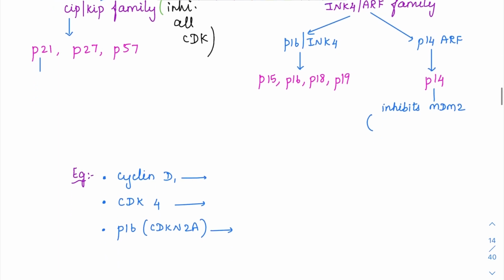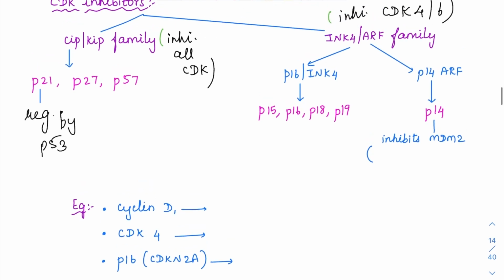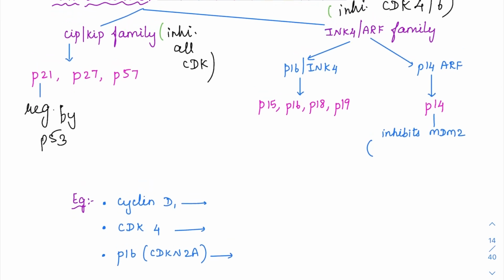So under the CIP/KIP family, we have three proteins, which are P21, P27 and P57. This P21 is in turn regulated by P53 only. And then the INK4 family we again divide into the P16 INK4 family and the P14 ARF family. Under the P16 INK4 family, you have P15, 16, 18 and 19, leaving 17. And then P14 ARF is going to encode for P14, as the name suggests.